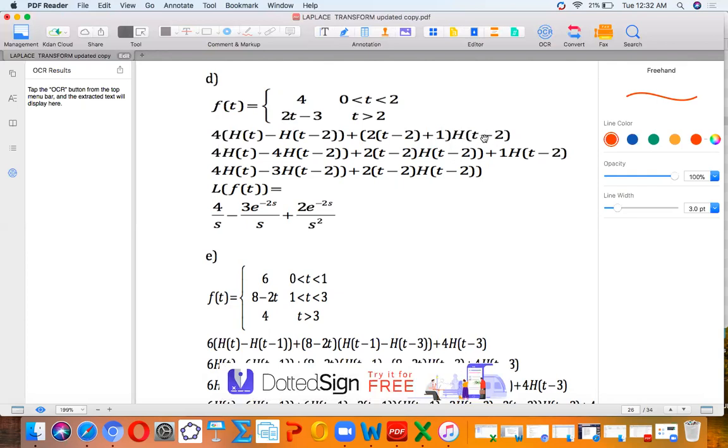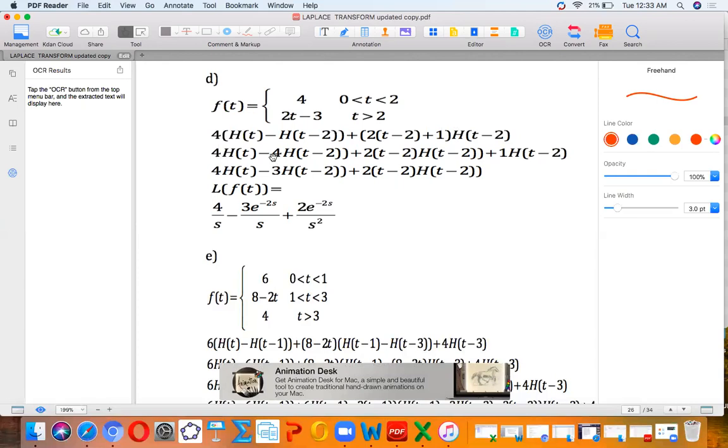Now expanding, h(t-2) times this gives you 2(t-2)h(t-2), plus h(t-2) times 1 gives you this. Now, if you look at this, you have 4h(t). Nothing else is added, so we can leave this alone. But these two are basically the same. So minus 4 plus 1 gives you negative 3. And then here, nothing can be added to this, so we'll leave it alone.